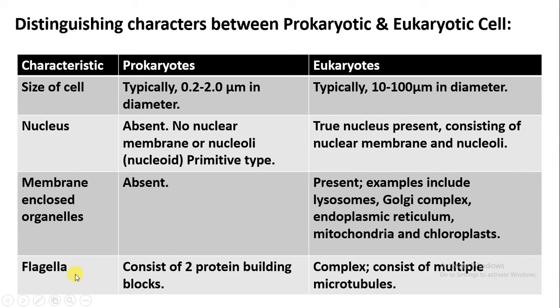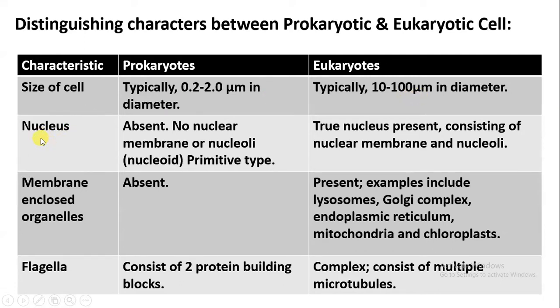So in this topic here we are going to distinguish between the prokaryotic cell and the eukaryotic cell. So the very first characteristic is the size of the cell. Prokaryotic cell, the size is typically ranging from 0.2 to 2 micrometer in diameter. But when we talk about the eukaryotic cell, the size is about 10 to 100 micrometer in diameter.